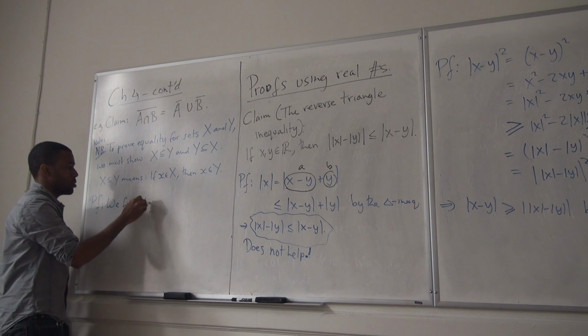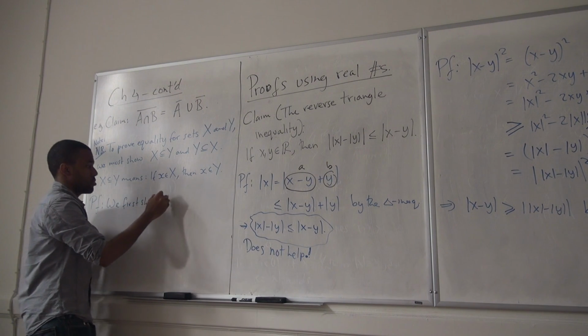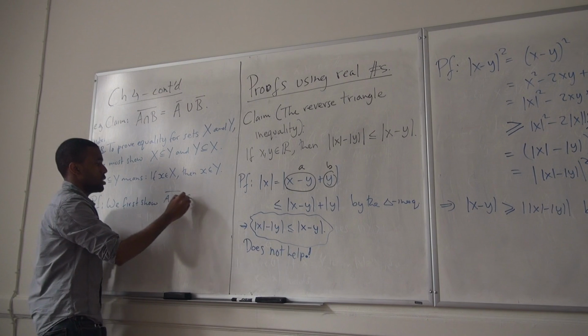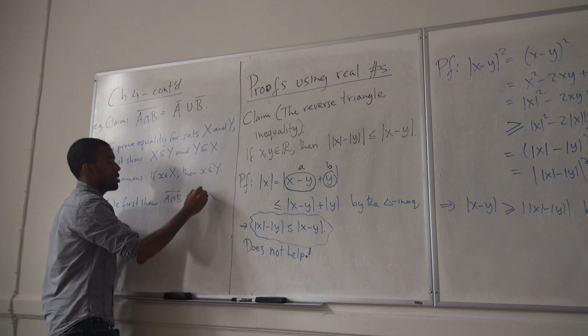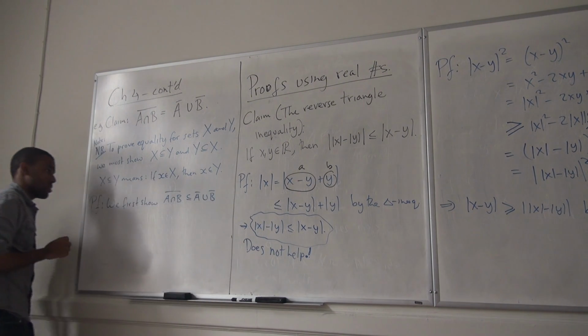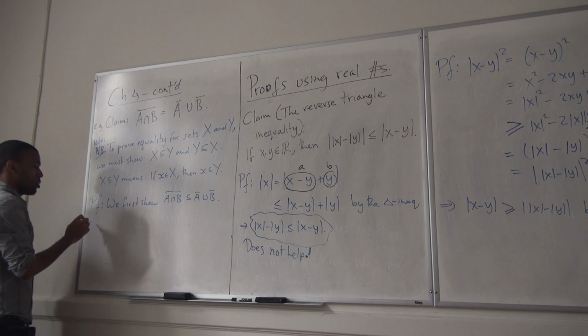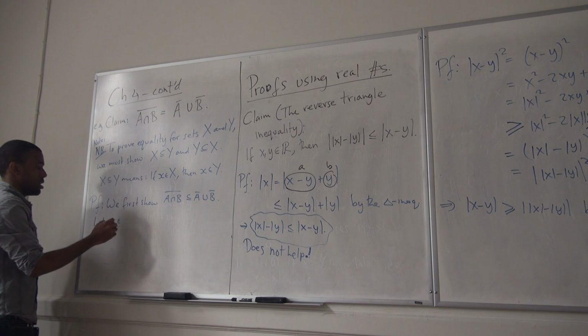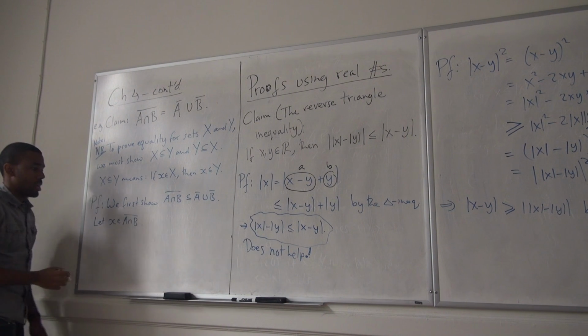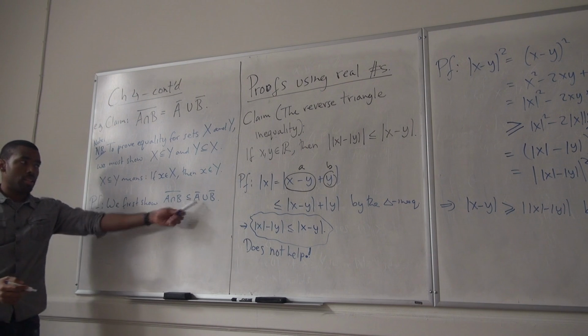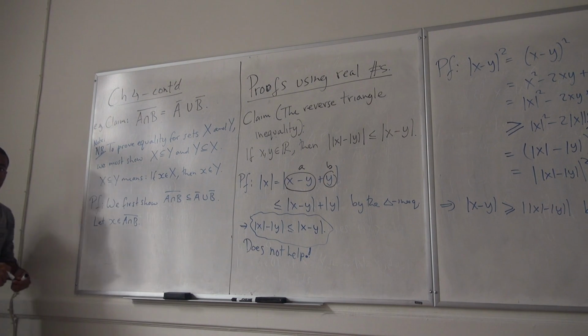We first show that A intersect B complement is a subset of A complement union B complement. Alright, so what do we do? Let X be in A intersect B complement. I need to show that X is in this set. How do I do that?